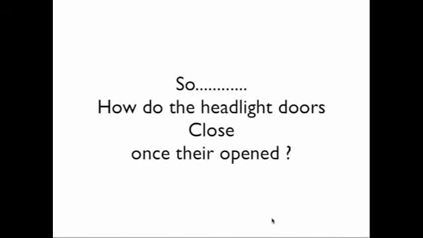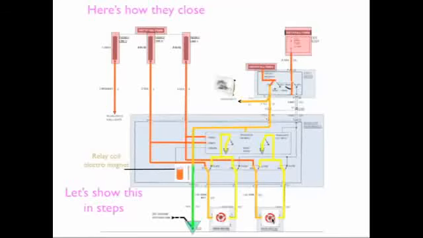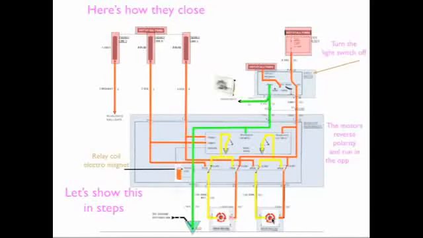So, how do the headlight doors close once they're opened? Okay, here's the same diagram we were looking at with the headlights on and the door motors open. Here's how they close. First thing is to turn the light switch off, and then everything is going to happen. Now if you look at this, we turn the headlight switch off. This switch, which was over here, now completes, and we have power on this side just like we did before.